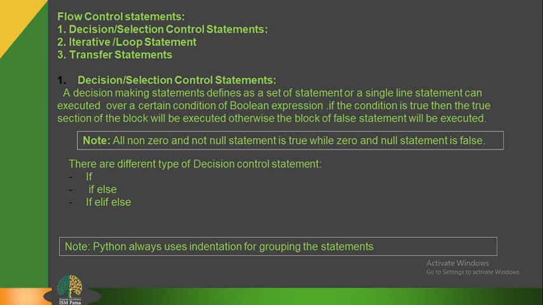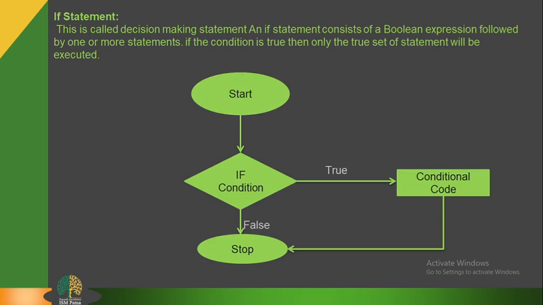So we can say the decision control statement controls the statements which are completely based on some particular decision. Decision controller statements have three different types, that is if statement, if else statement, and if elif statement. Here the if elif statement is also defined as a nested if statement where multiple ifs are working together. Now the first one is the if statement.